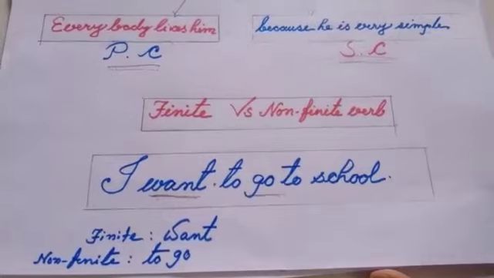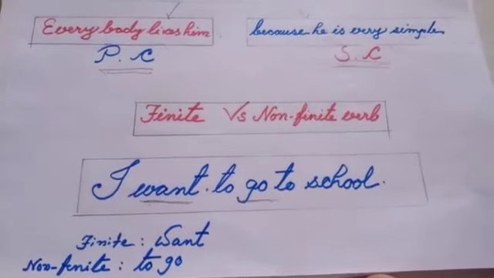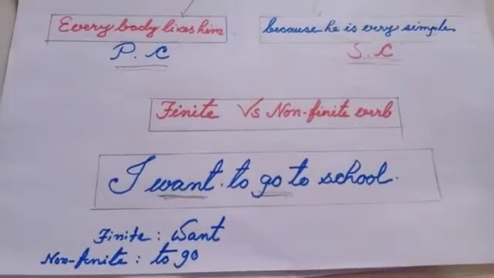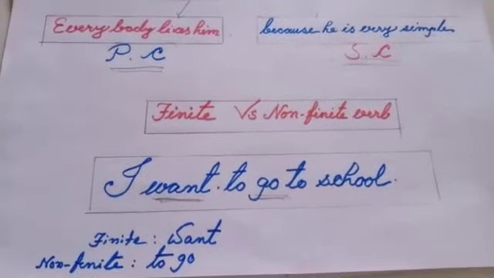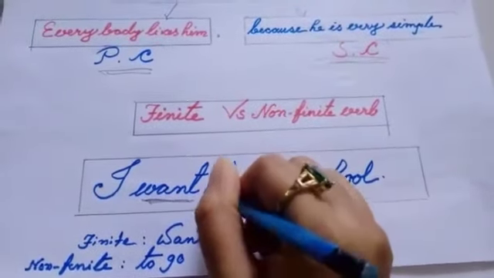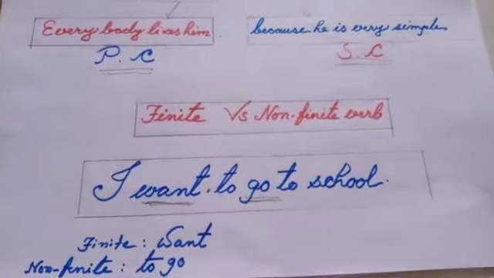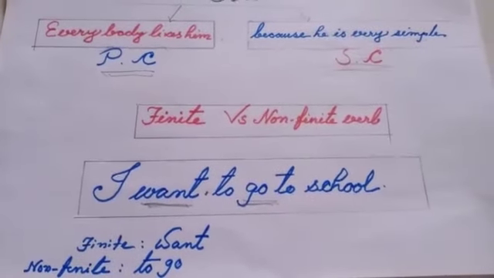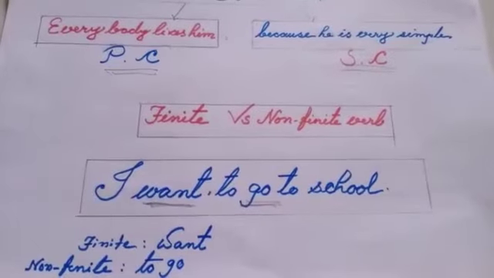Now the finite versus non-finite. Let's read the line. I want to go to school. Here we have two verbs. One is want and another is to go. Here want is finite verb and to go is non-finite. Why? If I put a full stop here, I want, it can give you the meaning, right? I want. But it can be a sentence also, right?